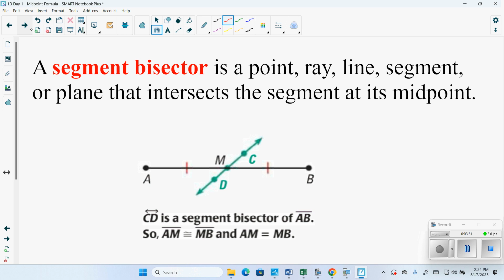Bisector. We use bisector a lot in geometry. When you have a bisector, you are cutting it into 2 equal segments, or it's going through the midpoint of the segment. So a segment bisector could be a point, a ray, a line, a segment, or a plane. So anything that cuts the segment in half is a segment bisector.